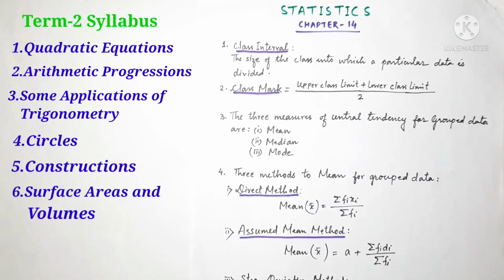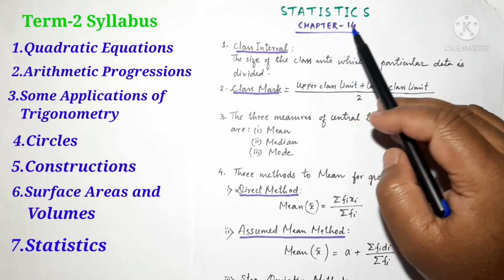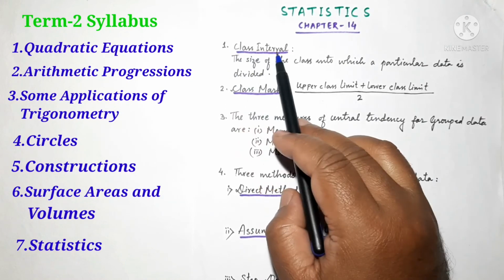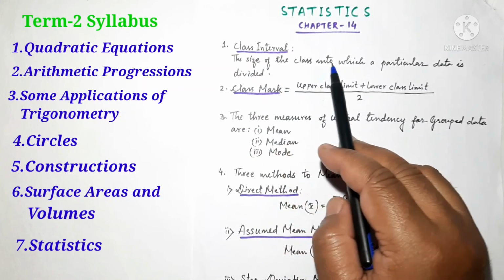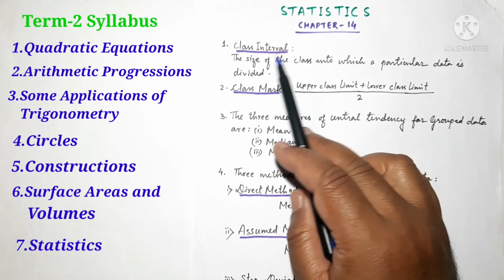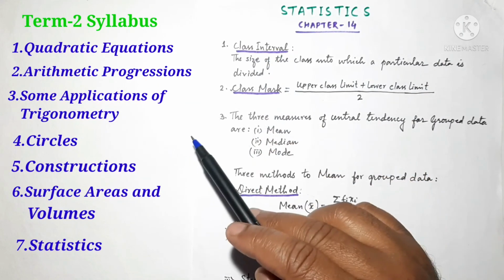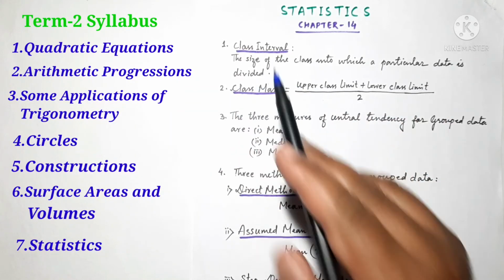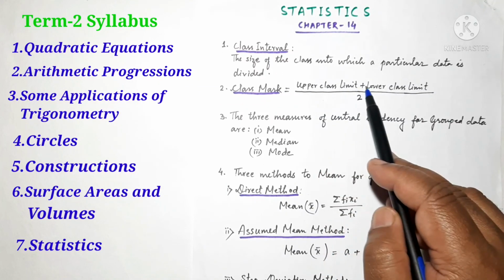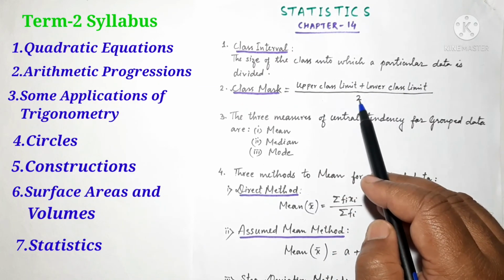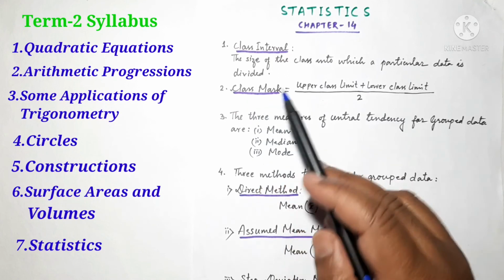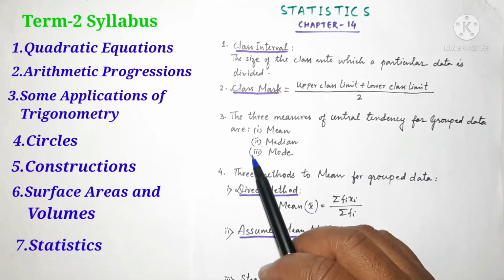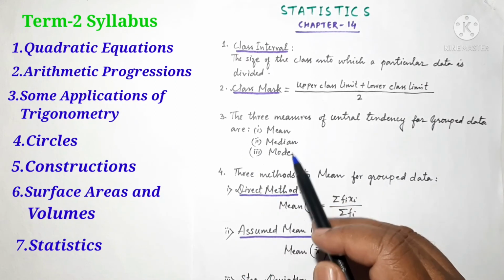The last chapter of your syllabus is statistics, chapter number 14. Let us see what you have to study from this chapter. First topic, class interval. The size of the class into which a particular data is divided is called class interval. So you need to know what a class interval is. Second, class mark. You have to find class mark. How to find? Upper class limit plus lower class limit divided by 2 will give you class mark. Third point, there are 3 measures of central tendency for grouped data. What are those 3? Mean, median and mode.